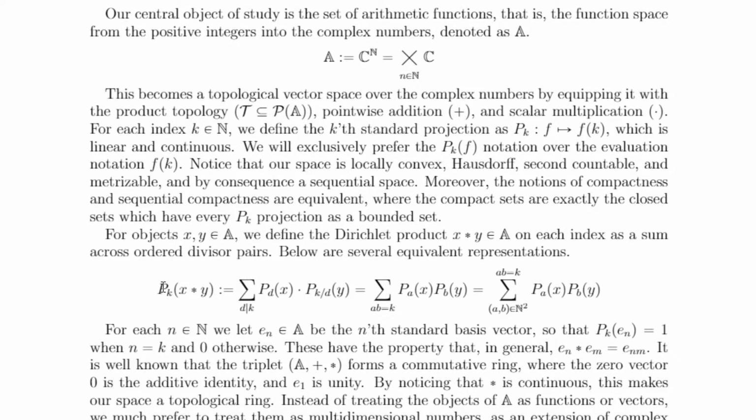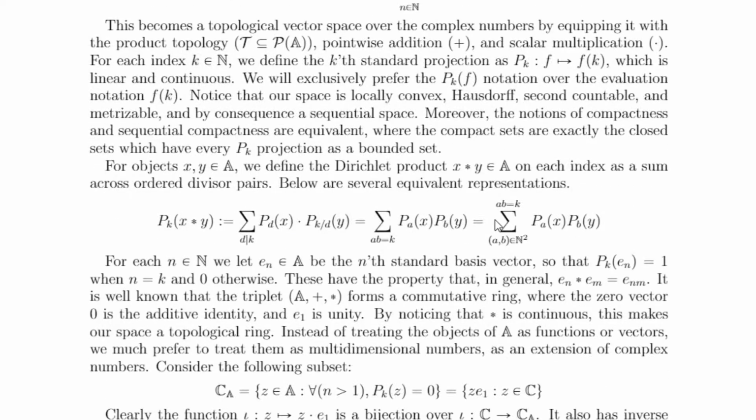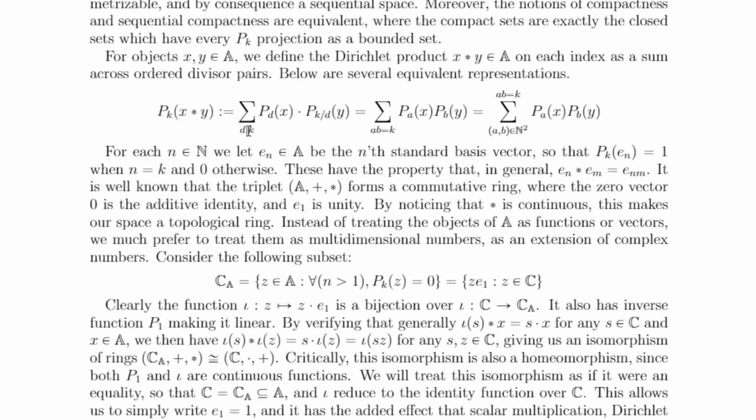In order to figure out its behavior, we have to ask what its value is on each of the projections. So the definition is that for some index k, which is again a natural number, if we multiply x and y together and project onto the kth axis, the value will be this sum. It's a sum across d, which is a divisor of k. So we're going through all the divisors of k.